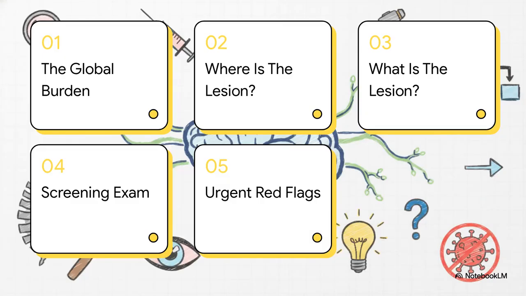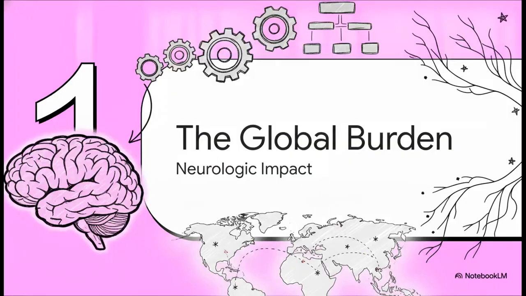So here's our agenda for today. We'll start with the global burden, move on to asking, where is the lesion, followed by what is the lesion? Then we'll cover the neurologic screening exam, and finally, those high-yield urgent red flags. All right, let's jump into Section 1, the global neurologic burden.